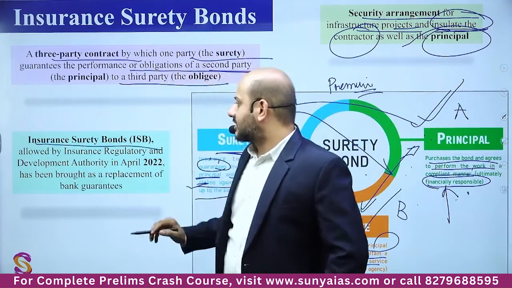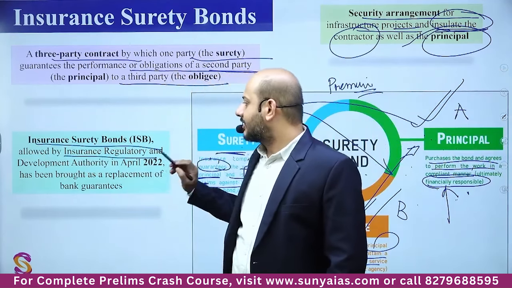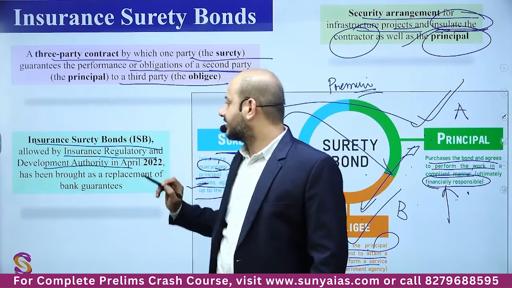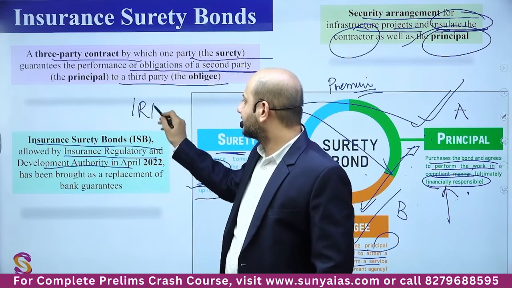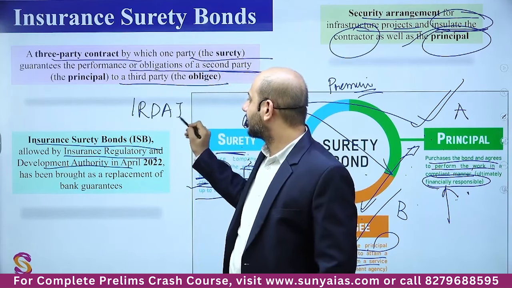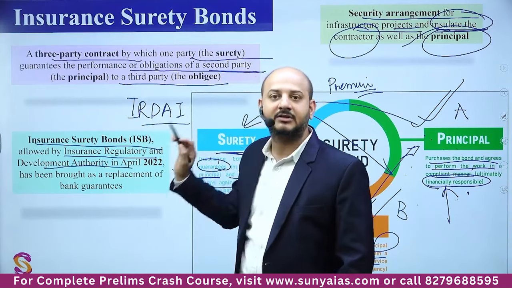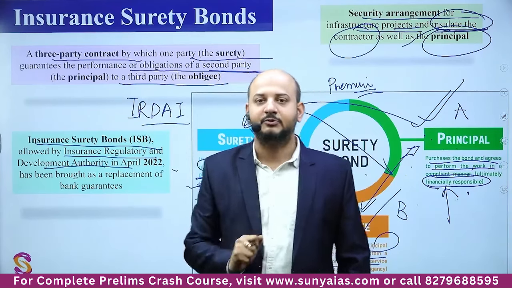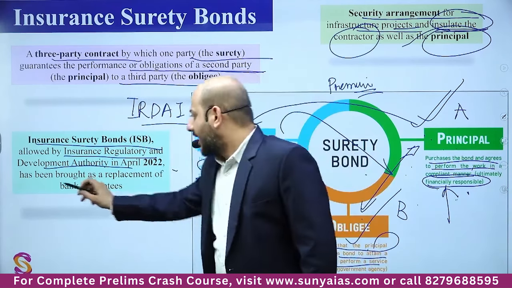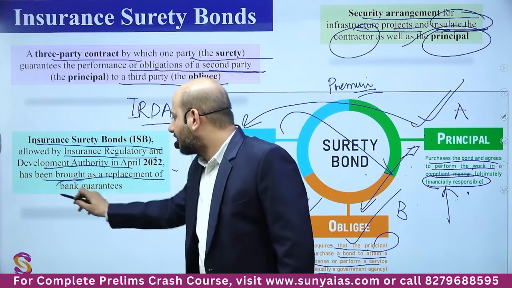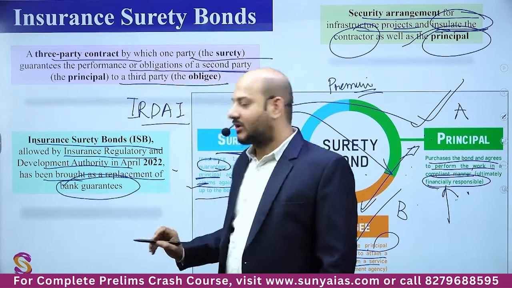Insurance surety bonds allowed by Insurance Regulatory and Development Authority, IRDAI. देखो ये regulatory authority है, regulatory body है. Sometimes on the regulatory bodies also question पूछ लिए जाते हैं exam में. Has been brought as a replacement of bank guarantees. This is called as BGs.